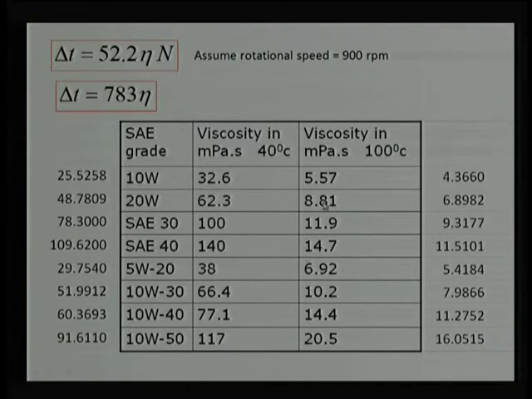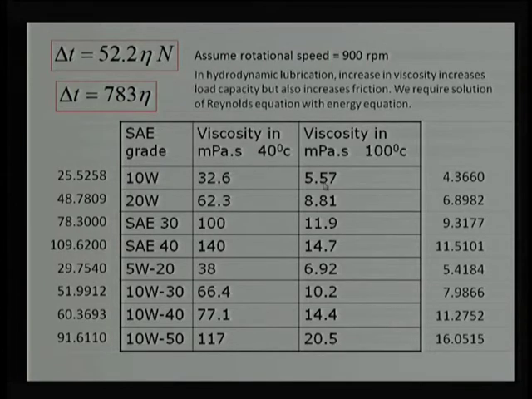We should account for this viscosity variation in the Reynolds equation. We really need to derive the energy equation to get the results. If we do not use the energy equation and assume isothermal analysis, with no temperature change or no variation in temperature, we may not get good results. That is why we say in hydrodynamic lubrication, an increase in viscosity increases the load capacity, but also increases the friction. We require the solution of the Reynolds equation with the energy equation. Solving the Reynolds equation alone will not give good results. We need to use some supporting equation.